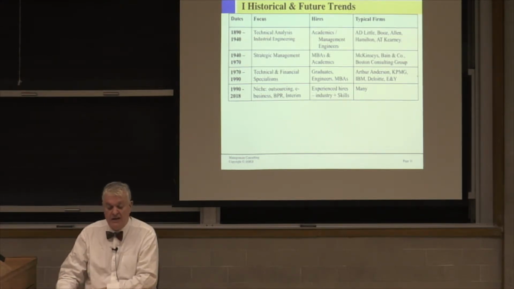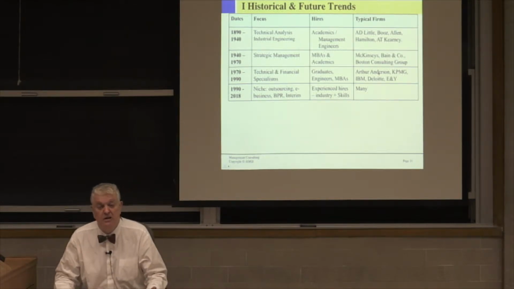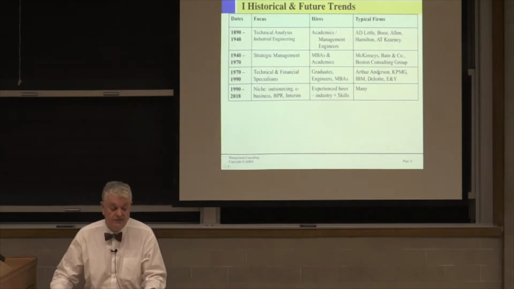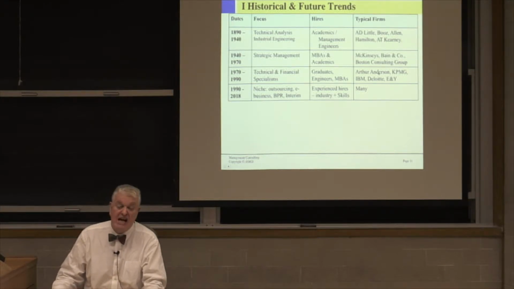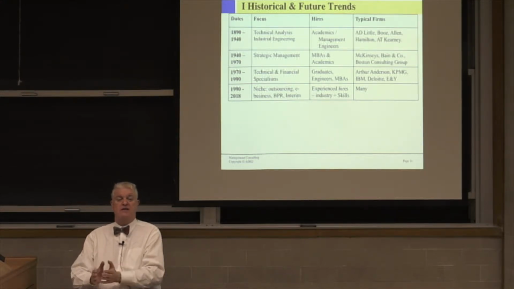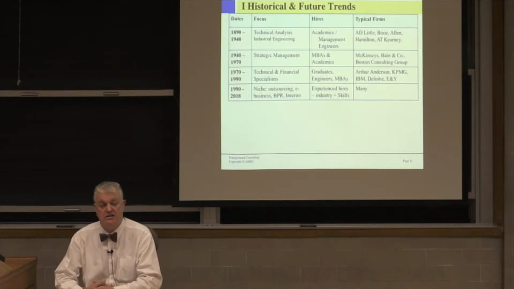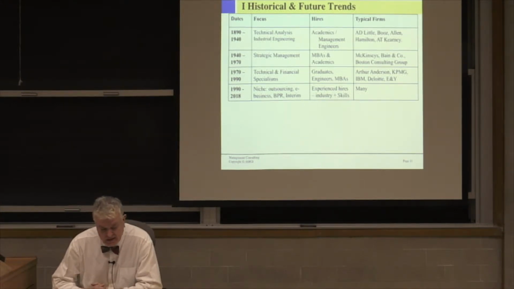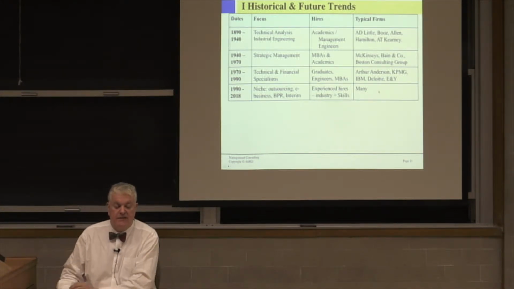And Arthur Andersen became Andersen Consulting, and then Andersen Consulting became Accenture because of the scandal with companies like Enron. Their practice wasn't destroyed, but the name was destroyed, and it re-emerged as Accenture. But that was the rise of these big firms, that's the bottom line.